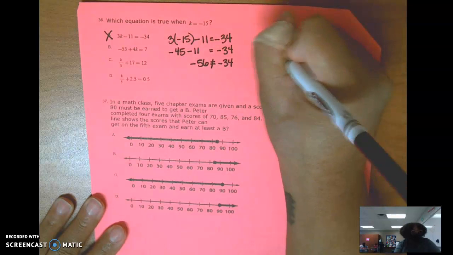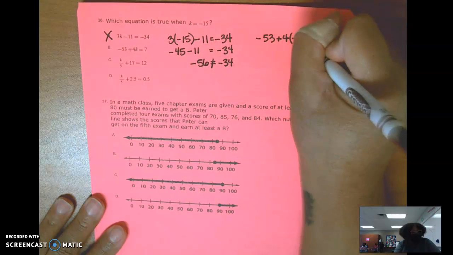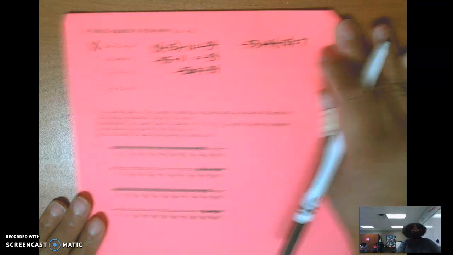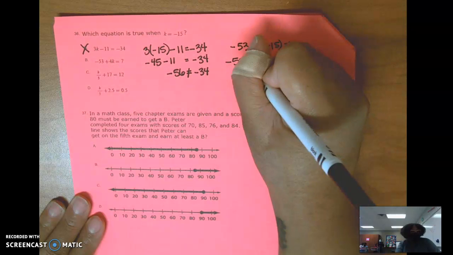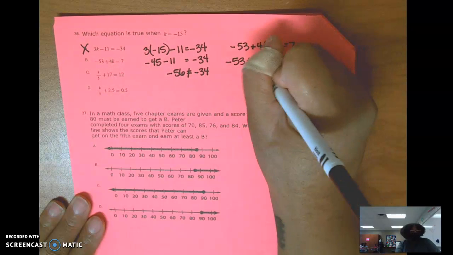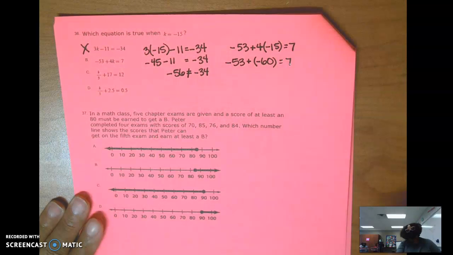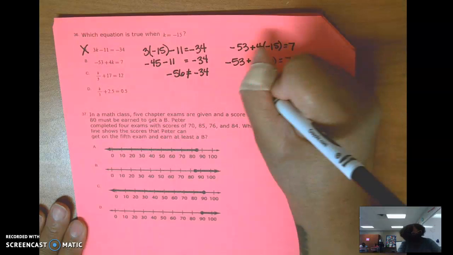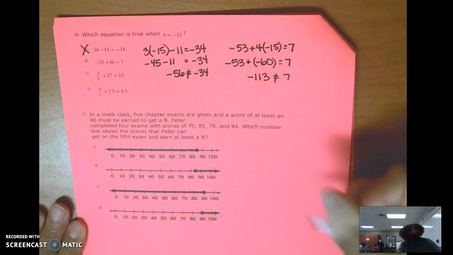So A is not it. Negative 53 plus 4 times negative 15 equals 7. What's 4 times negative 15? Negative 53 plus negative 60. Does that equal 7? No. What does that equal? Negative 113 does not equal 7.